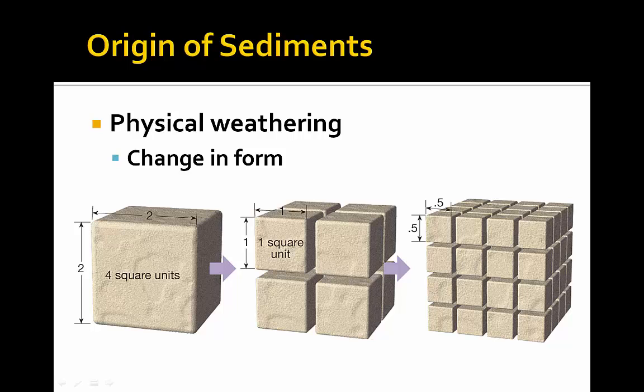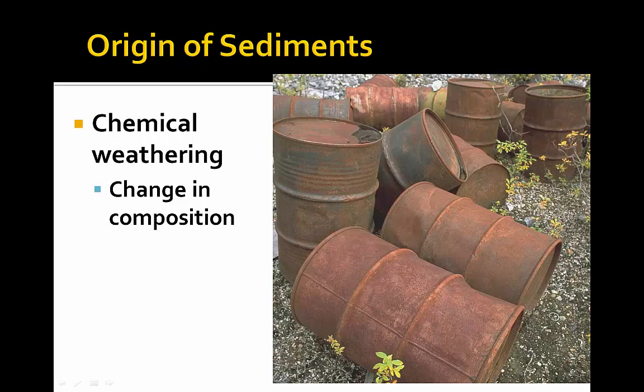So we can start talking about weathering. Physical weathering and then chemical weathering. And we'll continue with those terms for the next chapter as well. Remember from a previous lecture that physical weathering is simply a change in the form. Chemical weathering, you're actually changing the composition.